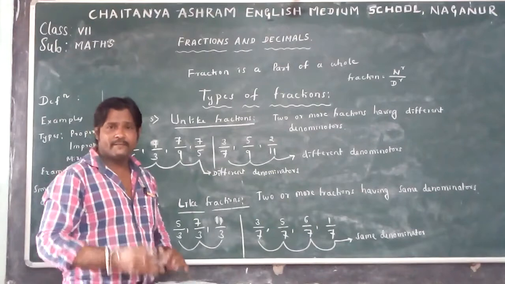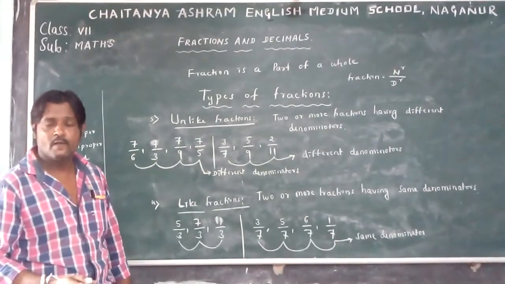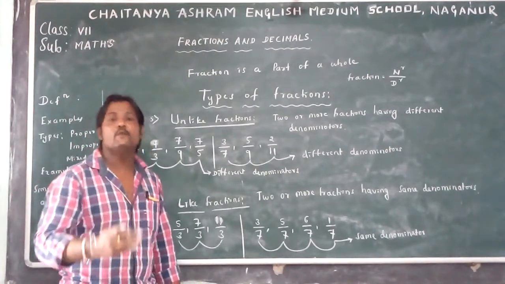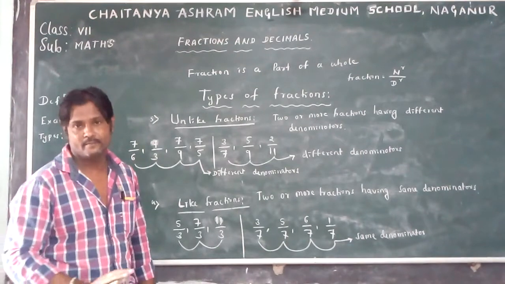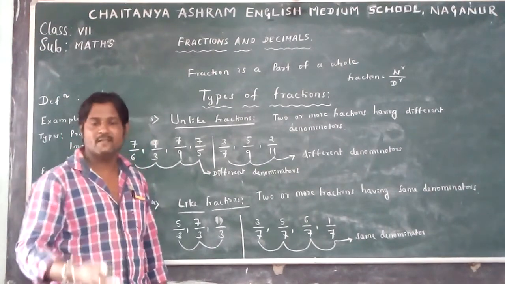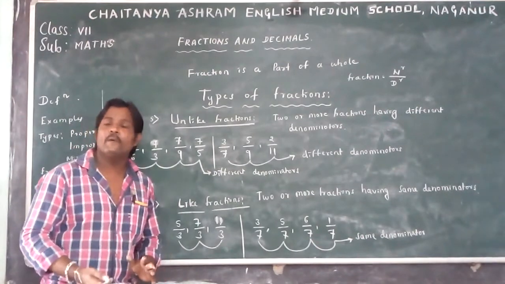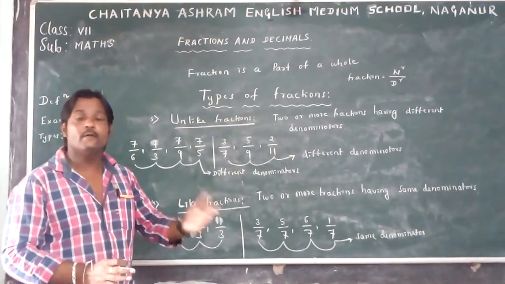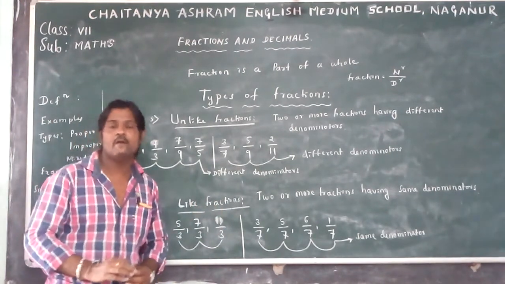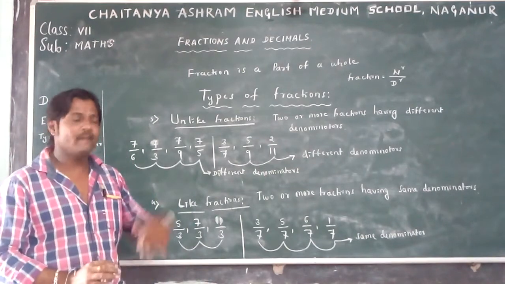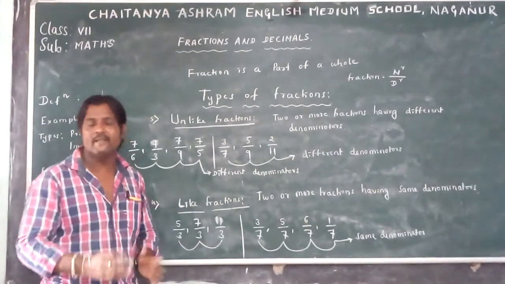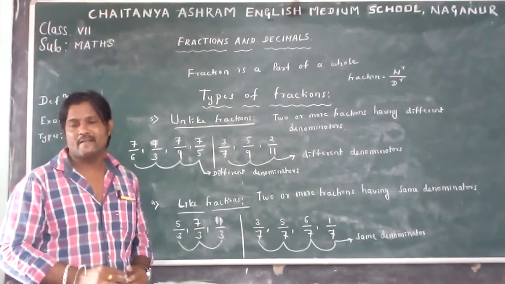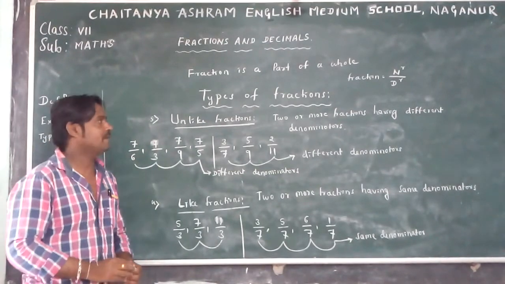And later we learned the types of fractions. The first type of fraction is proper fraction. The proper fractions are fractions in which numerator is smaller than denominator. Next we learned improper fractions. These are the fractions in which numerator is greater than the denominator. Another special type of fractions we learned, that is mixed fraction. It is a combination of a whole number and a proper fraction.